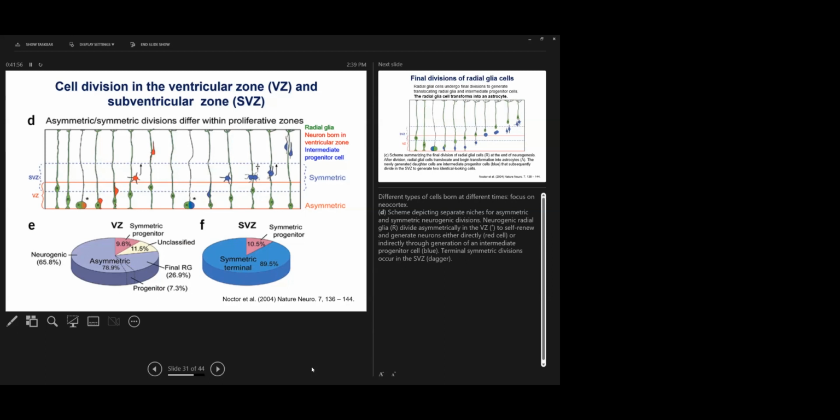Okay, asymmetric division happens at the ventricular zone, and symmetric division happens in the subventricular zone. So here, this is the chart showing the percentage of asymmetric and symmetric division in different surfaces. In the ventricular surface, you have mostly asymmetric division, which is dominant, and in the subventricular zone you have more symmetric division. Okay, this is just to summarize. So the take-home message is you have to remember that symmetric division happens in the subventricular zone, and asymmetric division happens more in the ventricular zone.